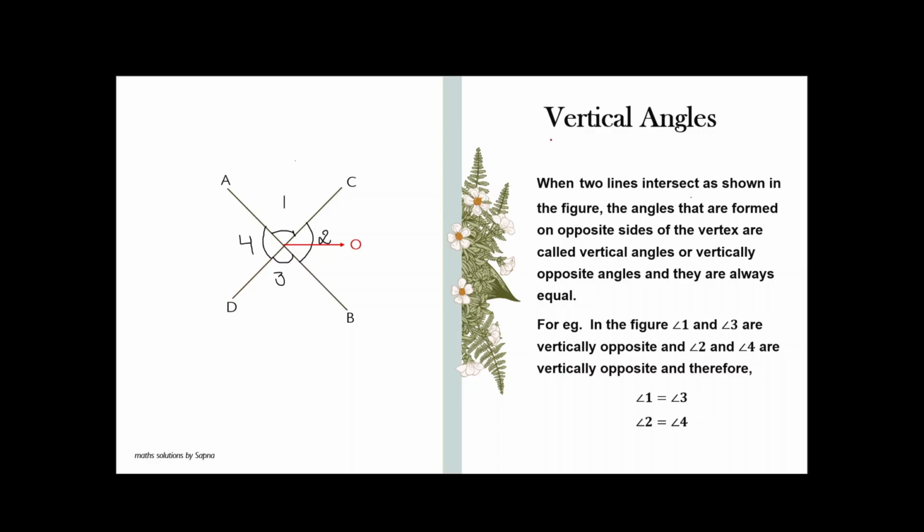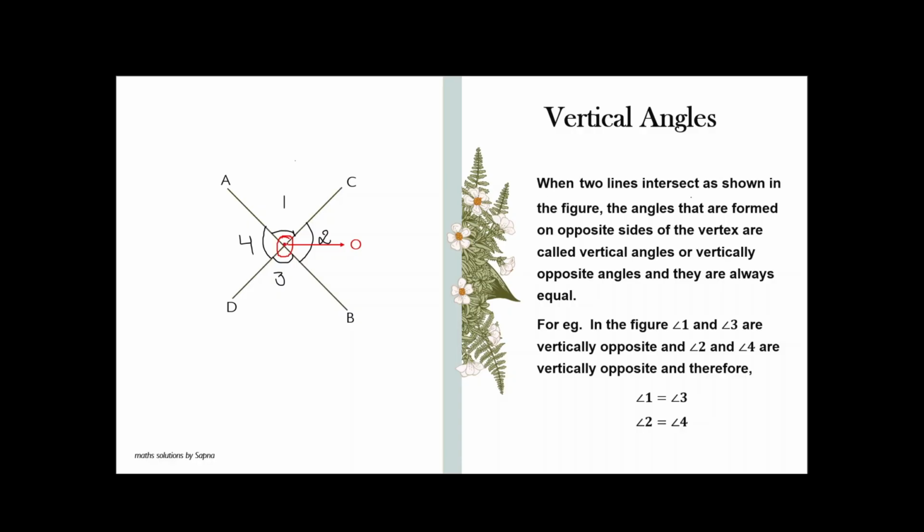Vertical angles are when two lines intersect as shown in the figure. Look at the figure. Here our line AB is intersecting CD in such a way. So whenever two lines intersect in such a way, the angles that are formed on the opposite side of the vertex are called vertical angles or vertically opposite angles. Now how to choose that vertex? Vertex is that point, in case of vertically opposite angles, where these two lines are meeting.